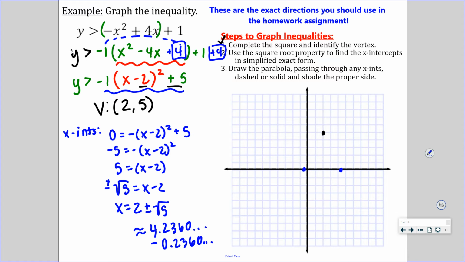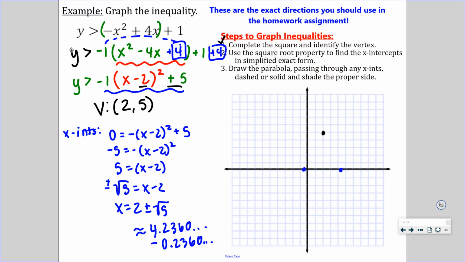If my vertex would have been 2, 5 and it was U up, and there weren't any x-intercepts, how would I graph it? Helper. Find a helper point. Yep, just find any point on the parabola to graph it. All right, don't connect your dots yet.